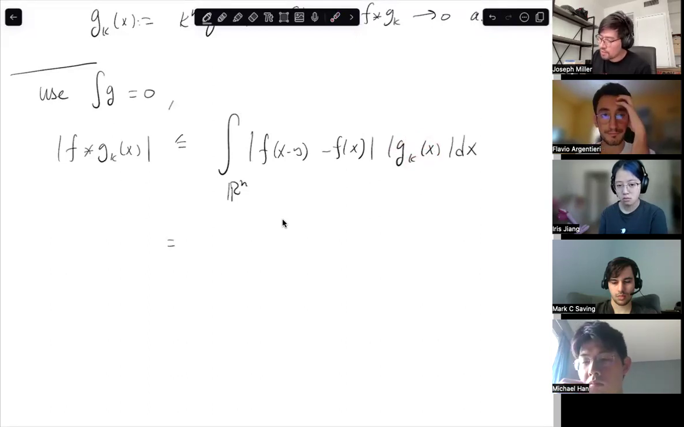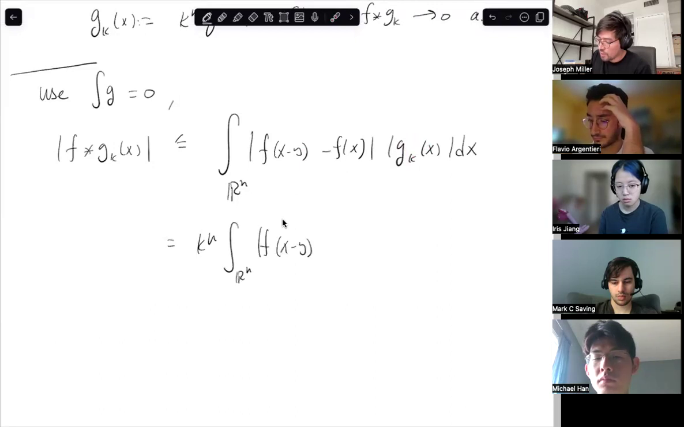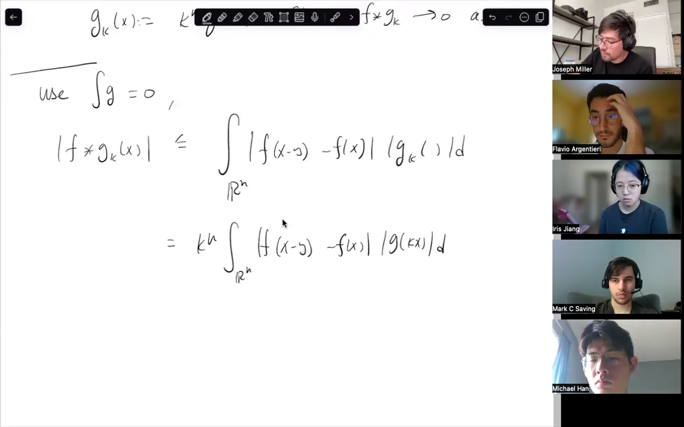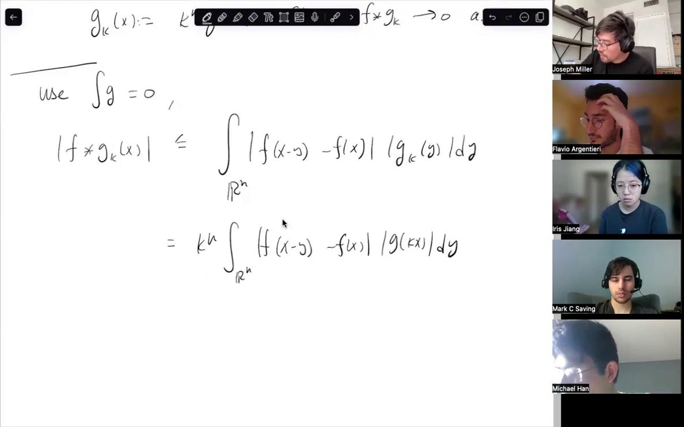But the trick here is I made a mistake. If I rewrite what gk is, it's this guy, f of x minus y minus f of x, and this is g of ky. I'm sorry, these should all be y's, right? I'm convoluting. This is g of ky dy. Should be a y.